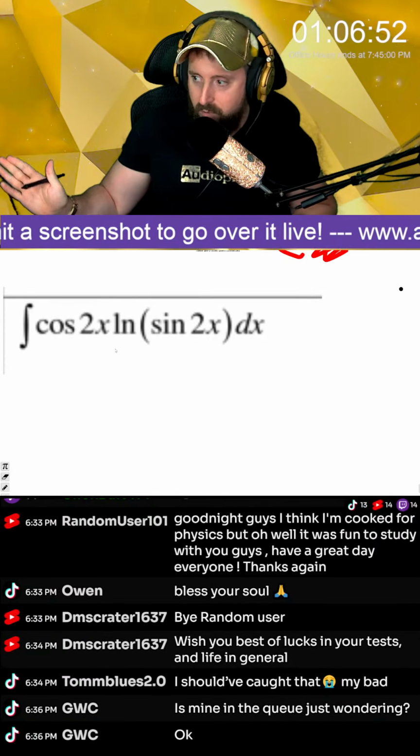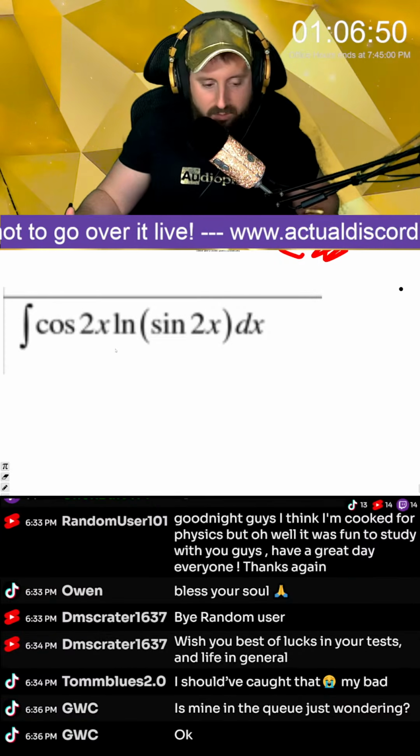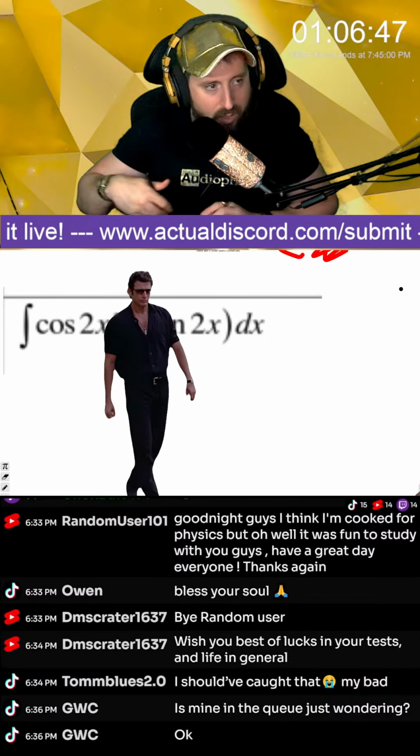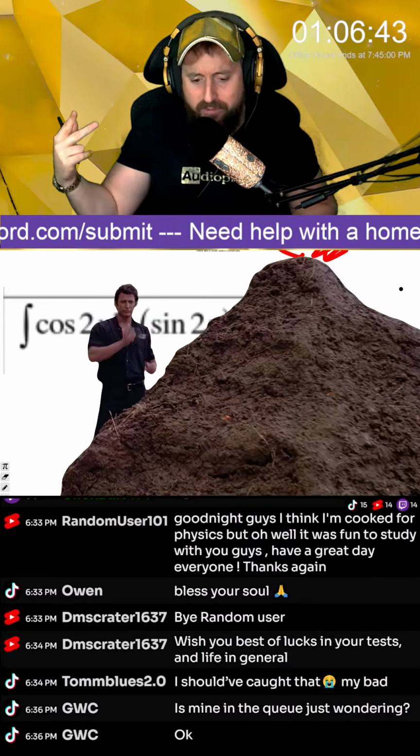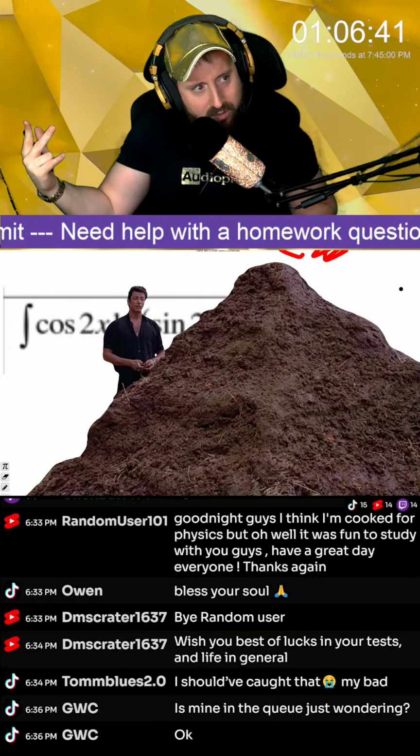This is another beautiful example, right? This looks like an absolute mess. Like, I really don't want to deal with this. It just looks like a huge pile of shit, because I have cosine 2x and then ln of a trig function, ln of sine 2x. One big pile of shit.